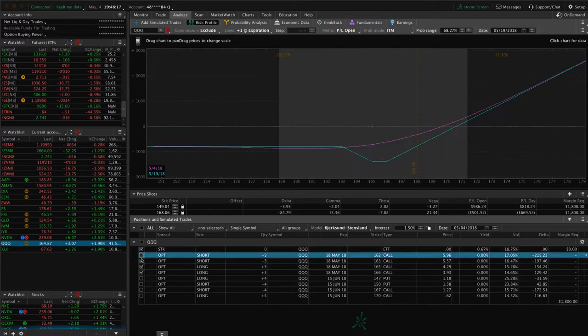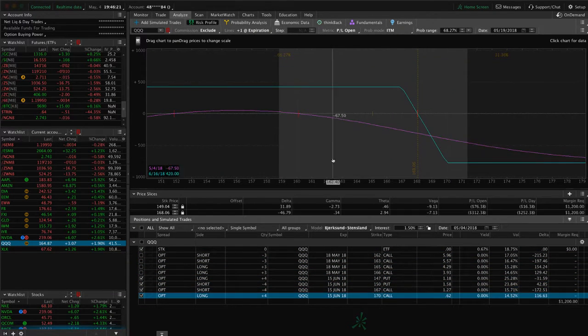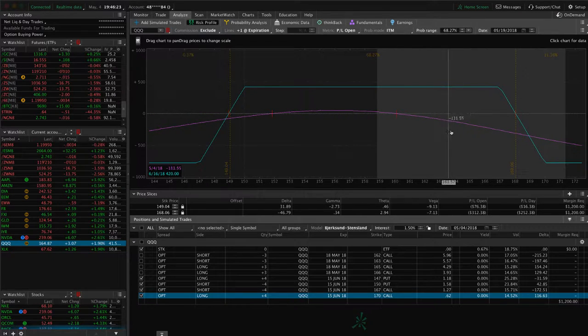But the trade from the alert that I just mentioned, we added a new iron condor, which you can see, with this big price move up, is starting to get into our upper range. So we'll continue to monitor and manage that as needed.